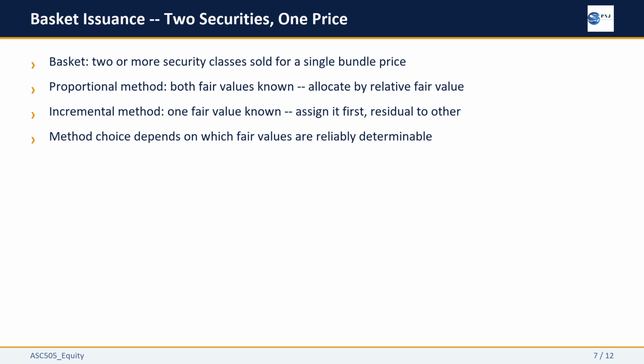Each component gets a share of the total proceeds equal to its fair value divided by the sum of all known fair values. The incremental method is used when only one security has a reliably known fair value. Assign the known fair value to that security first, then give the remainder of the proceeds to the other security.